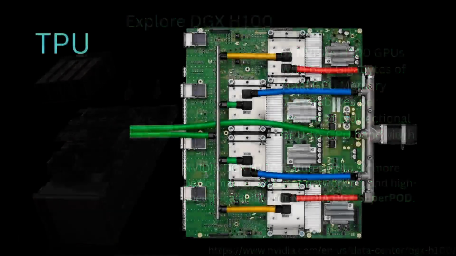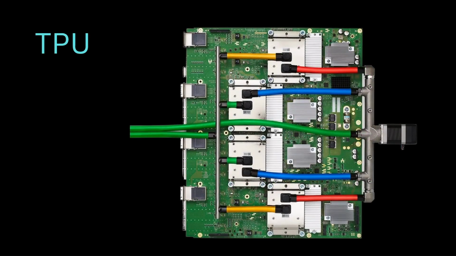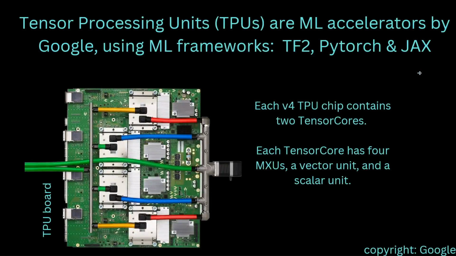Now, let's look at the specific ASICs from Google, or the Tensor Processing Unit as they call it. They are ML accelerators designed by Google, and they use 3 different machine learning frameworks: TensorFlow, PyTorch, and JAX. So all 3 ML frameworks work on a TPU. You see here a TPU board. This is copyright Google. I have no access to this board. This is just what I took from their manuals.